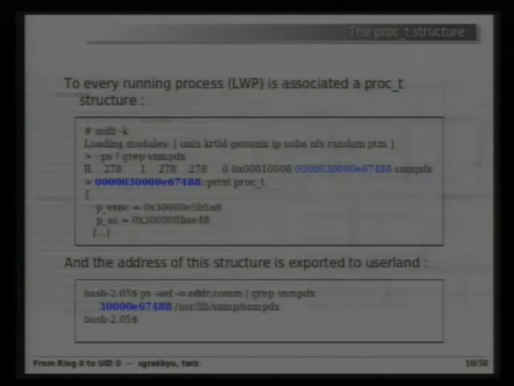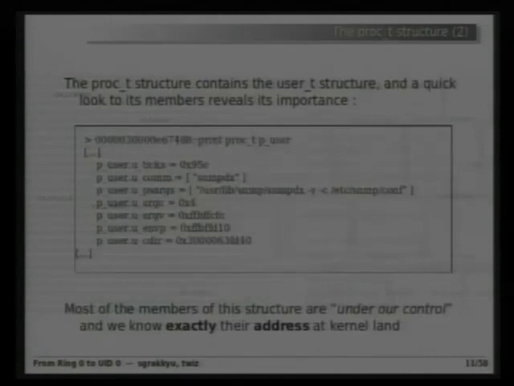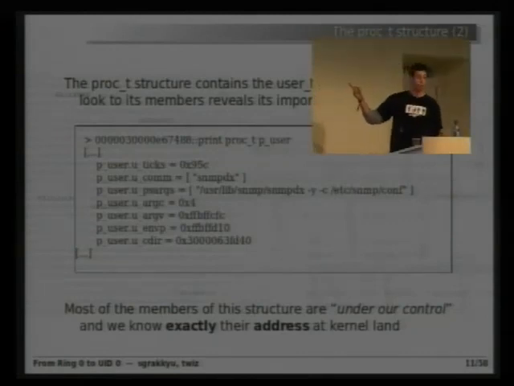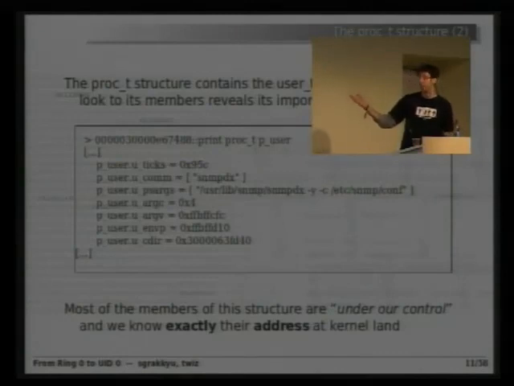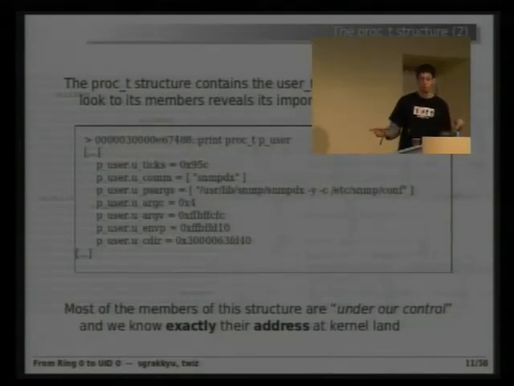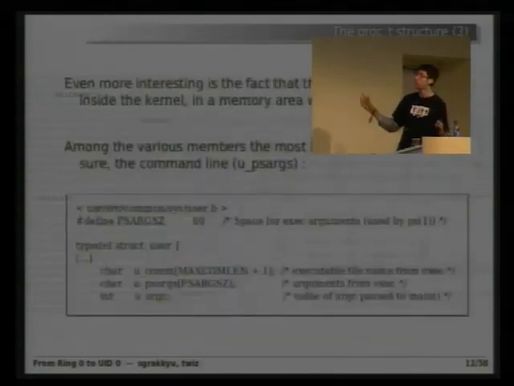So we take a closer look at this structure, and we figure out that inside this structure, there is the user_t structure. You see all these members? All these members are somehow controlled by us. There is the name of the program we are executing, the pointer address of our environment, the parameters which are on the command line. So most of the members of this structure are under our control, and we know exactly where they are because the address is exported. And there is even more interesting news.